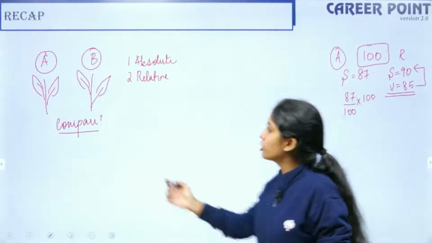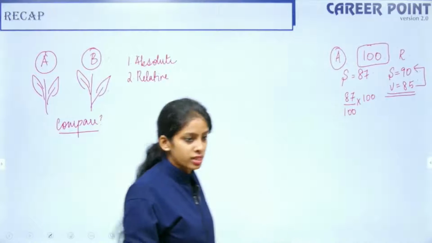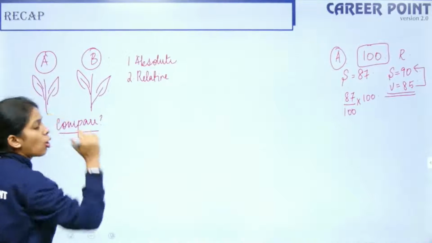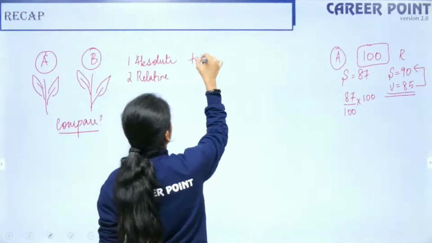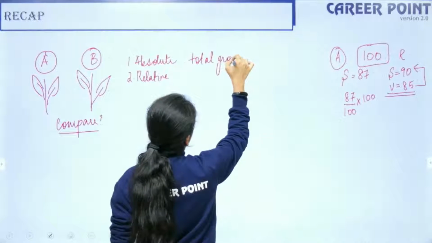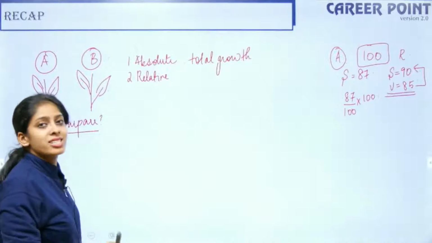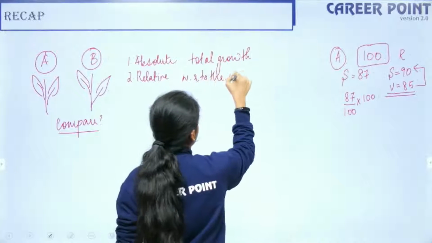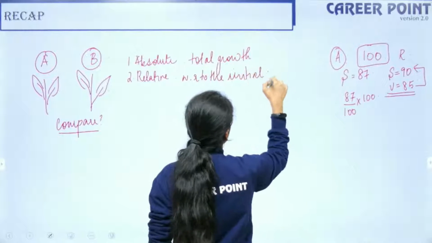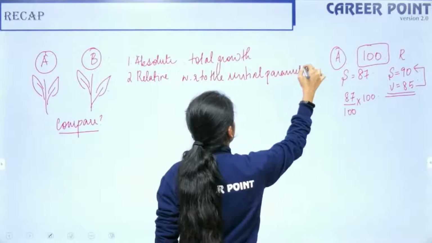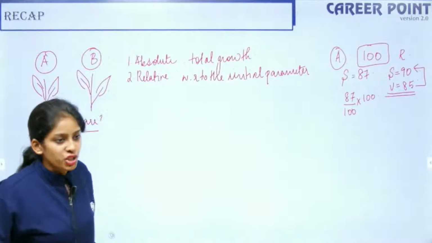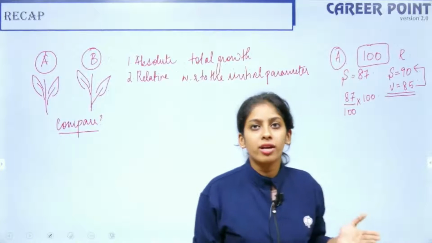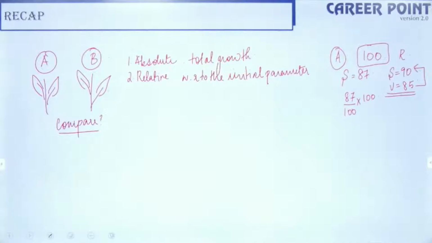Similarly, if I want to compare the growth of two living systems, when I say absolute, I talk about the total growth of the plant. The next one is relative growth, which is with respect to the initial parameter. So Swami, did you get it? Did you understand what is relative growth and what is absolute growth? Yes. Do you still have any doubts?